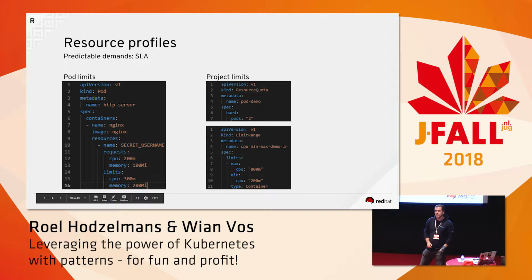If you look at the project limits, you get an additional control. You see here, you have a resource quota object within Kubernetes. In that resource quota object, I have a specification that I have a hard limit on 2 pods in every project, namespace, that has this quota. Really simple, really straightforward.